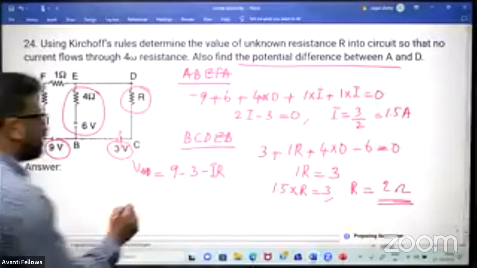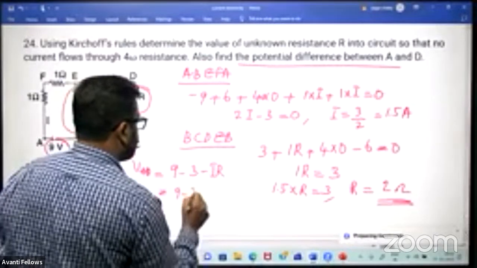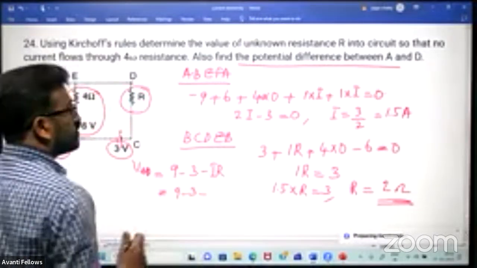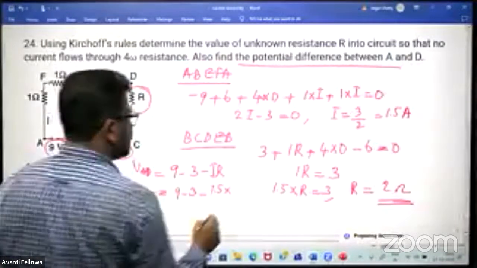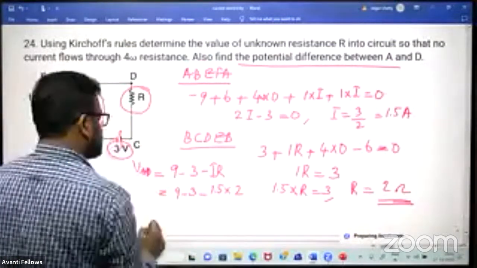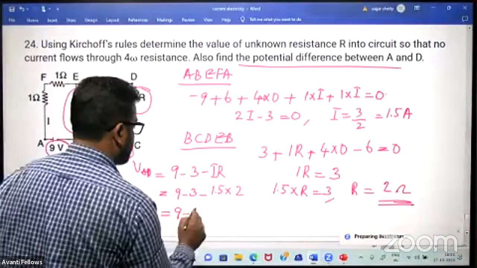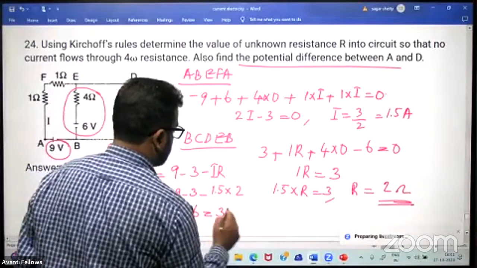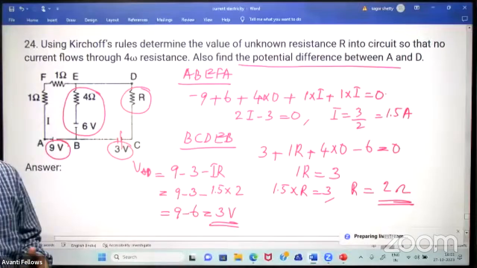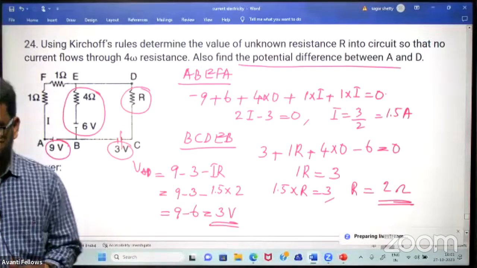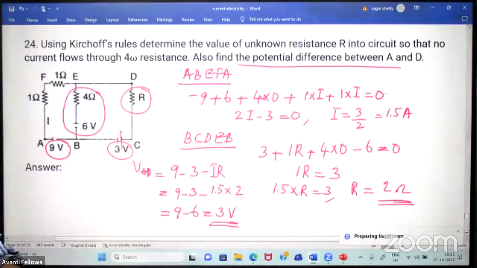So that will be equal to 9 minus 3 minus, where the value of I is 1.5 and the value of R is 2. So that is 9 minus 6, which is equal to 3 volt. So that is the potential difference between the points A and D.